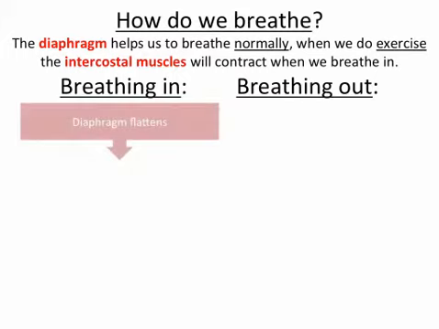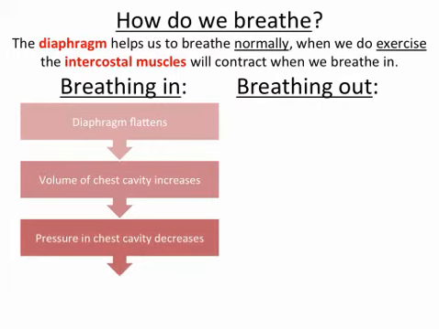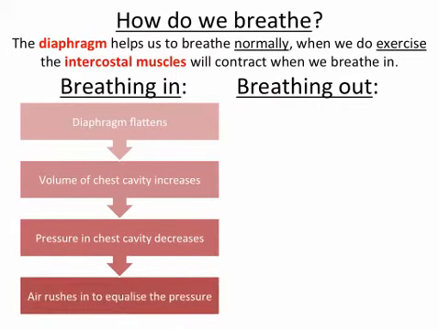So when we breathe in, the diaphragm flattens and contracts. This increases the volume of the chest cavity, which decreases the pressure. Therefore, air will rush in to equalize the pressure. What I'd like you to do is complete this for breathing out, where the diaphragm relaxes and becomes dome-shaped. It's basically the opposite.